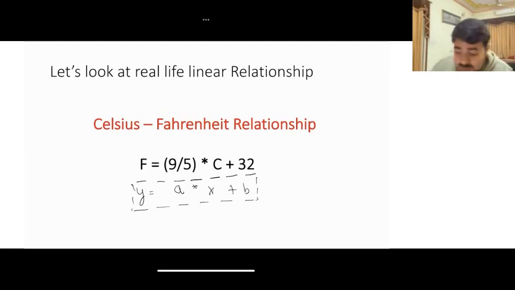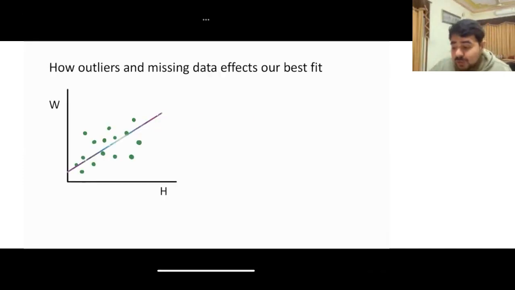We just saw that the actual real-life relationship between Celsius and Fahrenheit, we can derive if we have the data. But as we talked about, with real industry examples there are other things, so let's talk about how outliers and missing data affect our best fit. This is the actual line, the best line we got for this data set.